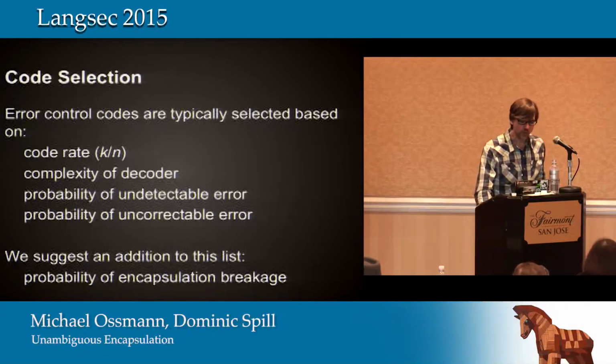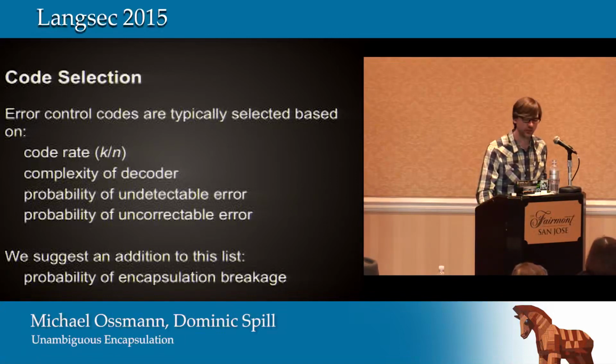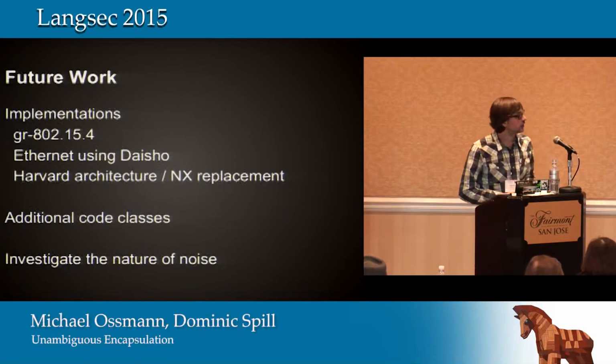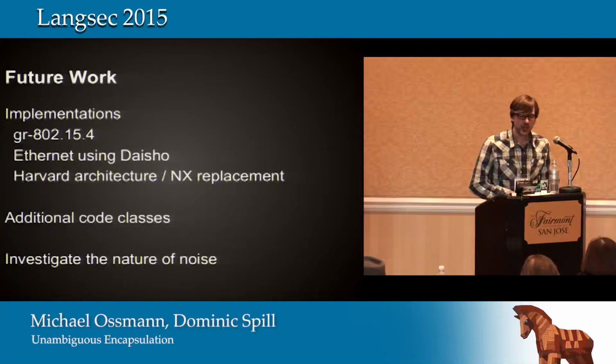So traditionally, codes are selected based on various properties, like the code rate or the efficiency and the probability of having an error and so forth. But we suggest maybe that people should select codes also based on considering what happens when encapsulation might break. In the future, we think some interesting things could be done with this, like we've talked about maybe trying to make a variant of 802.15.4 that uses unambiguous encapsulation and is not vulnerable to packet-in-packet.